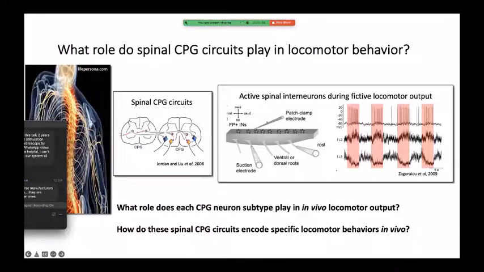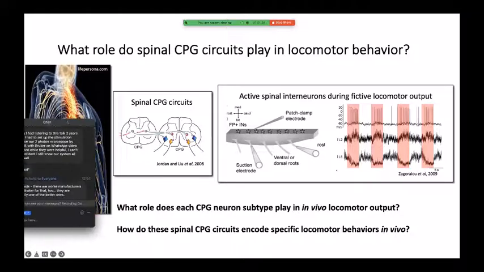And when you patch onto a cell, well, this is the dorsal section of the spinal cord that's cut off. When you patch onto one of these neurons, you see that they burst in time with the fictive locomotor output of the ventral motor root. So this suggests that there are spinal cord interneurons that are active during fictive locomotor output.